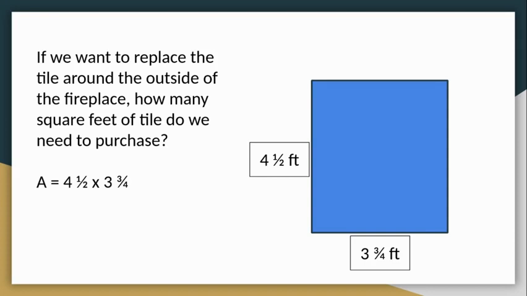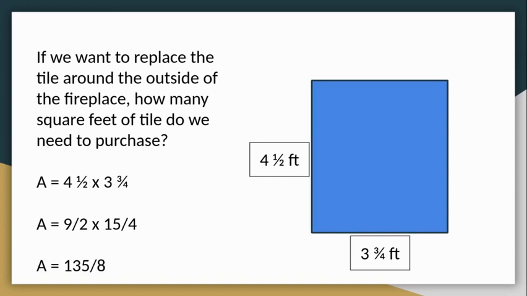Let's begin by finding the area of the blue rectangle. We know that the area formula of a rectangle is equal to its length times its width. To multiply 4 1/2 by 3 3/4, we're going to have to convert them to improper fractions. 4 1/2 converts to 9 halves, while 3 3/4 converts to 15 fourths. When multiplying fractions, we multiply straight across.